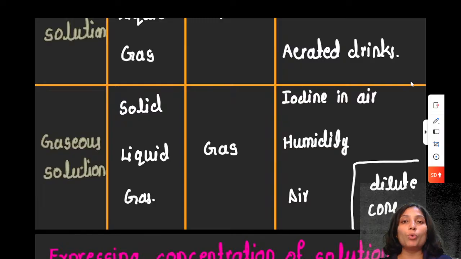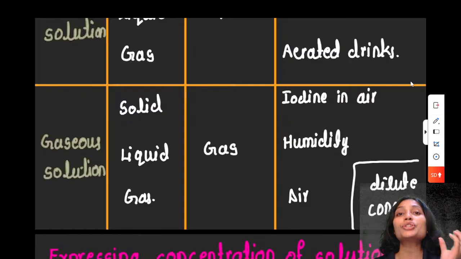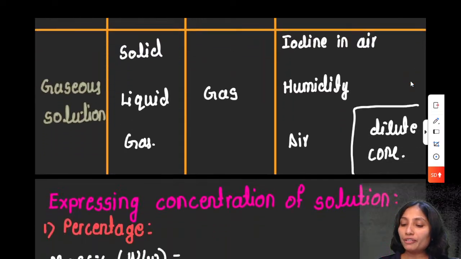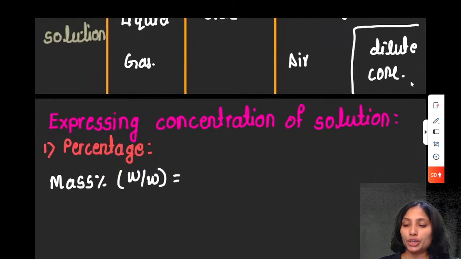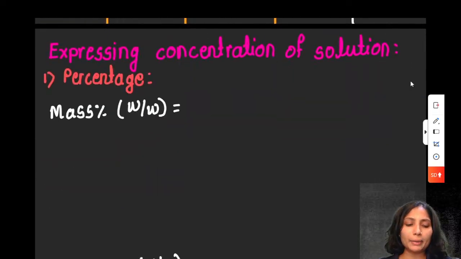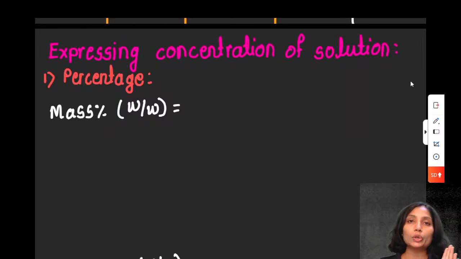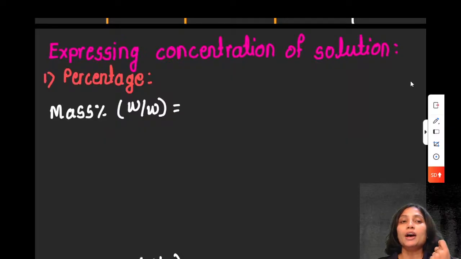But here we don't mention specifically how much amount of solute is present, how much amount of solvent is present. So for that, we use different concentration terms. These concentration terms represent how much amount of solute is present in a given amount of solution or solvent. First, let us start with percentage composition. In percentage composition, first we have mass percentage.